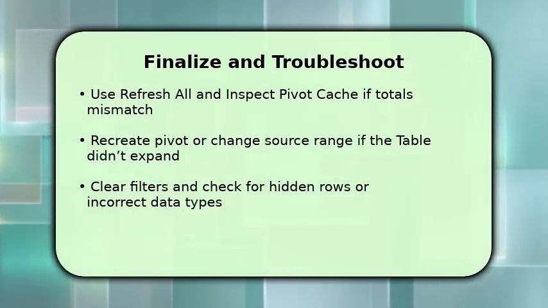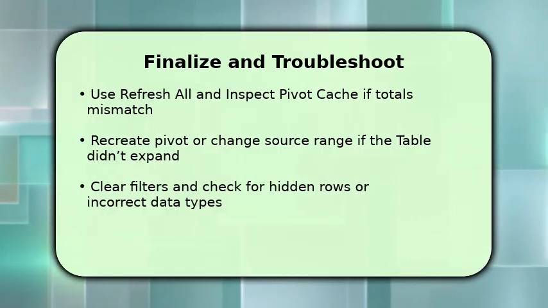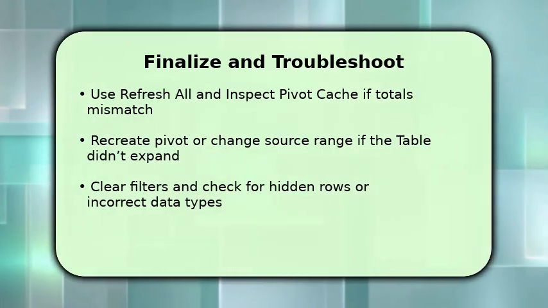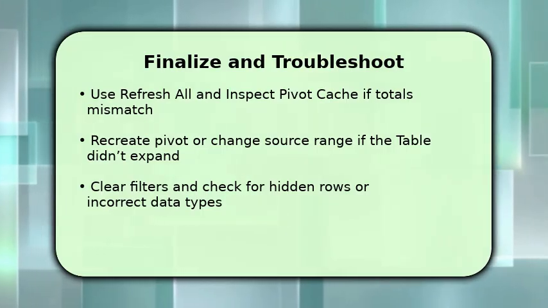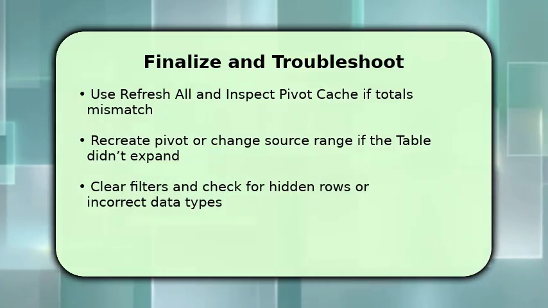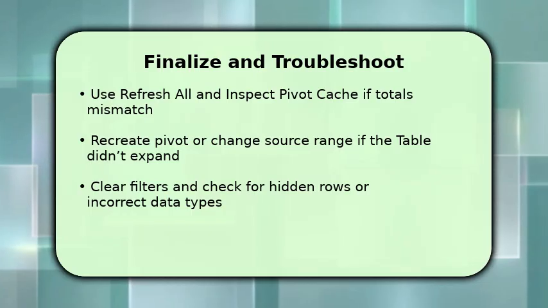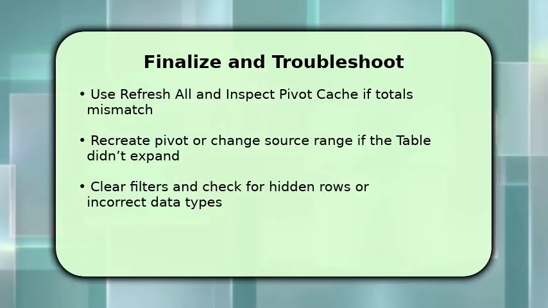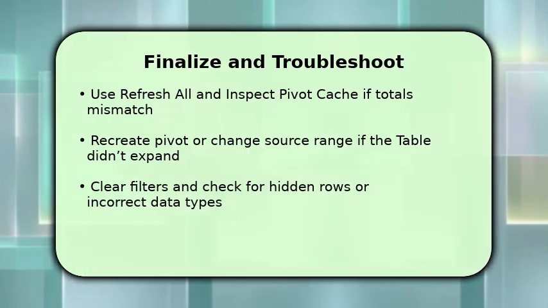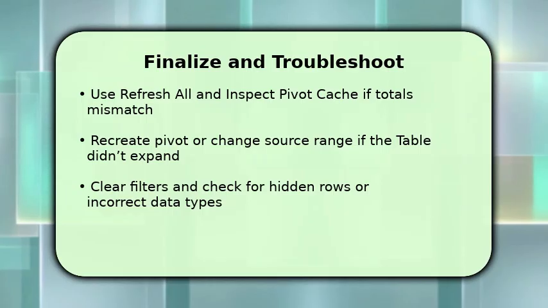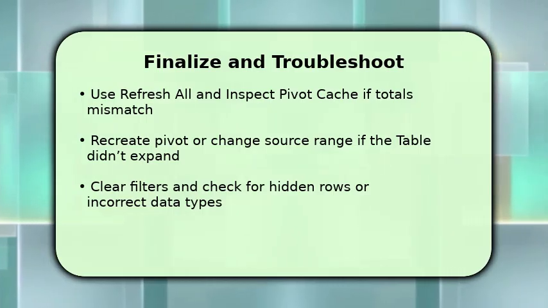If counts or sums are off, refresh again and inspect the pivot cache or clear it. If the table failed to expand, change the pivot source to the correct table or named range, or rebuild the pivot quickly. For stubborn errors, clear filters, check for hidden rows, and correct data types. One tip: if values still look wrong, recreate the pivot, often faster than chasing a corrupted cache.